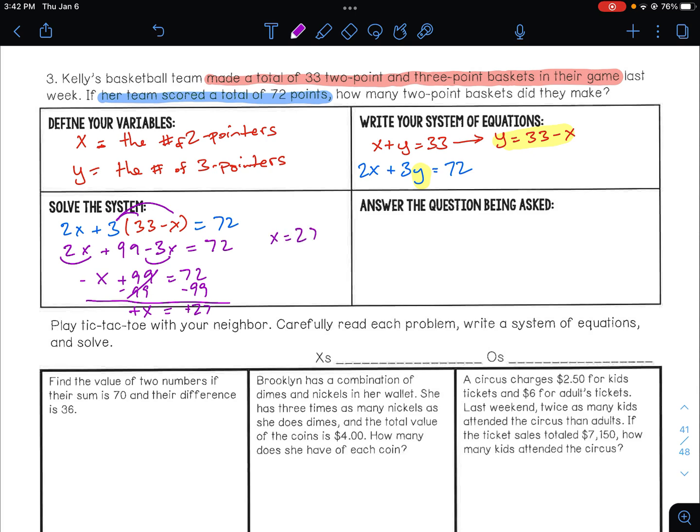What is X again? X is the number of two-pointers. So how many two-pointer baskets did they make? Oh, they made 27. 27 two-pointers were made.